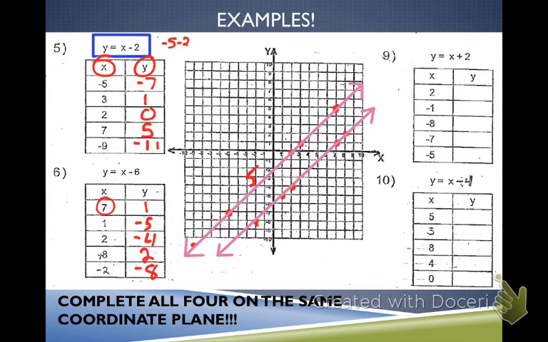I want you guys to go ahead and spend the next couple minutes doing these number 9 and 10. Pause the video, and then check your answers. You can do it on your worksheet. Good luck. All right, I'm going to go ahead and get started.